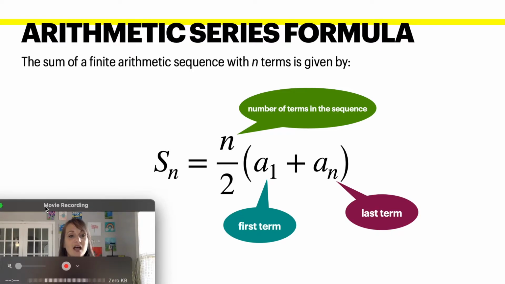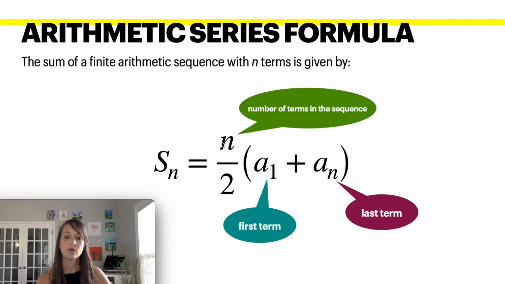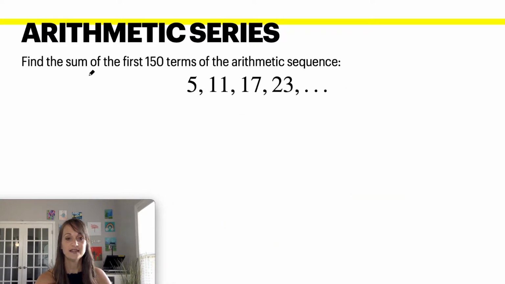Now, the sum of a finite arithmetic sequence, obviously you can't do an infinite one because infinite goes on forever. But a finite sequence of n terms is given by this formula. n represents the number of terms, a of 1 represents the first term, and a of n represents the last term. So find the sum of the first 150 terms of the arithmetic sequence.